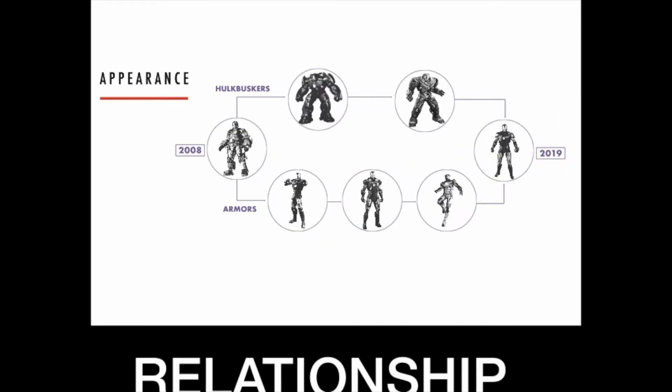Next, I'm going to talk about the relationship. This display visually shows the relationship between 2 or more entities. For my display, I'm trying to show the change of Iron Man's appearance in different generations and movies. The year labels and the arrows show the orientation of this change. There are 2 ways of evolution. The first one is a Hulkbuster at the top, and the other one is a normal armor at the bottom. The audience will see the evolution from beginning to end.